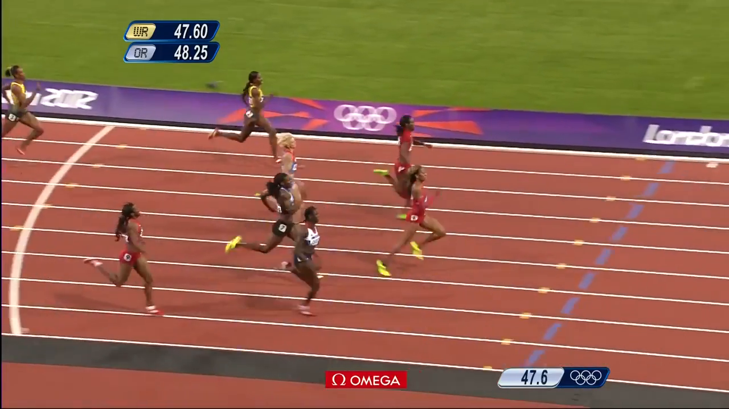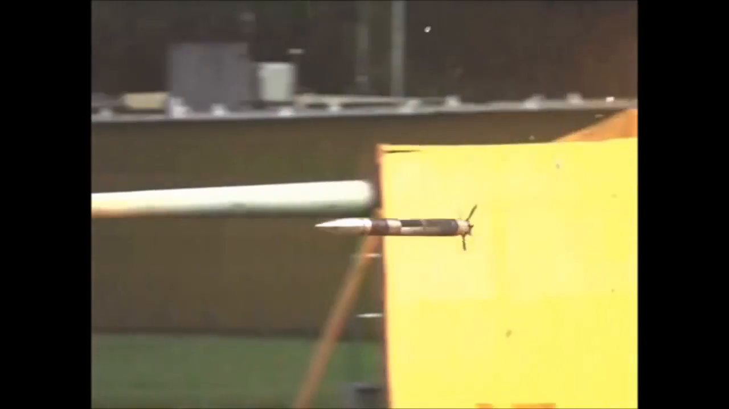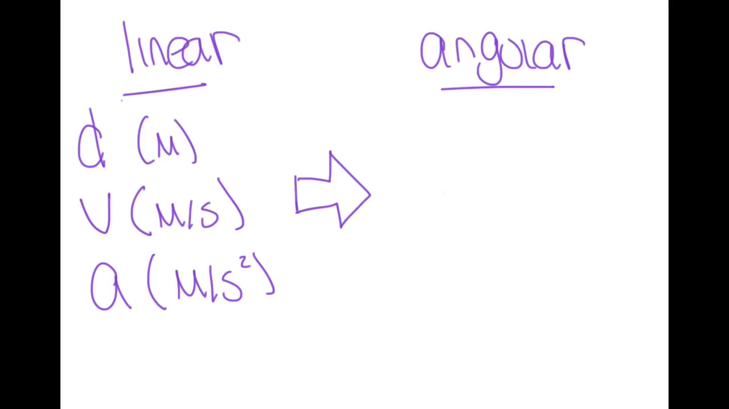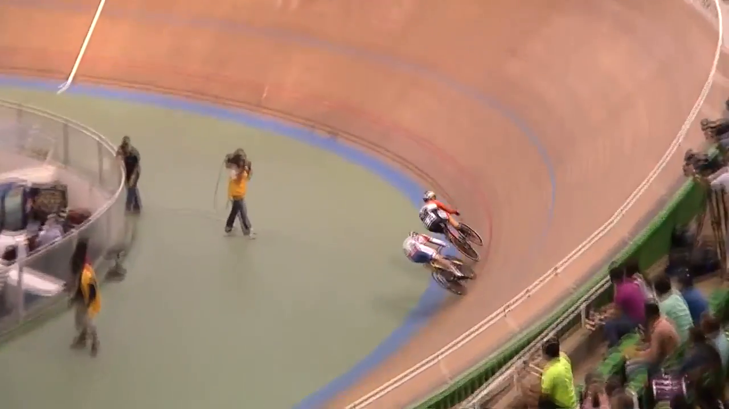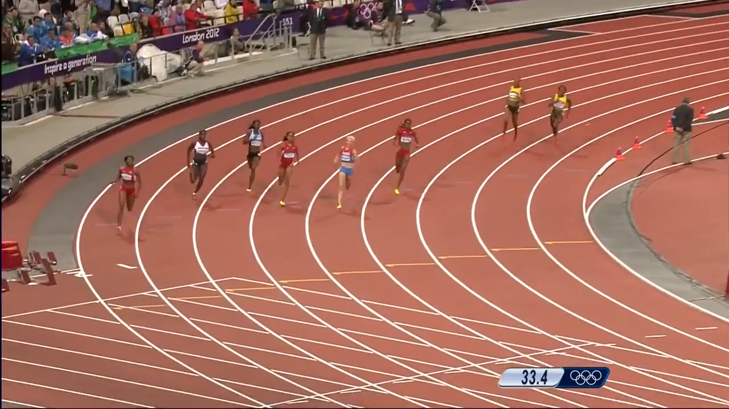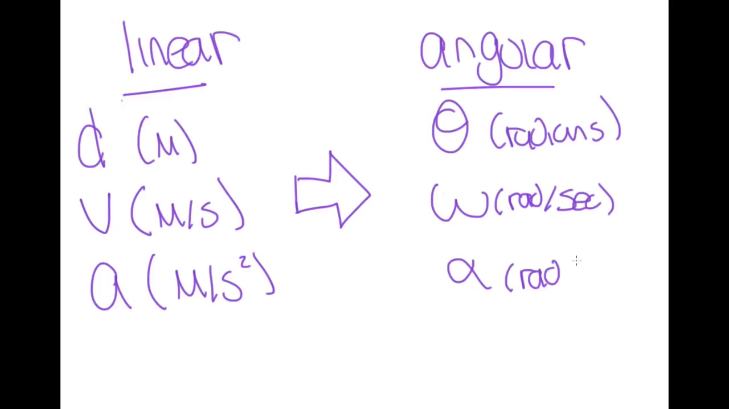So far, we've been dealing primarily in linear motion. Linear motion works in terms of displacement, usually in meters, velocity, and acceleration. But when you put a moving object on a curve, things change. Things begin working in terms of angular displacement in radians, angular velocity, and angular acceleration.